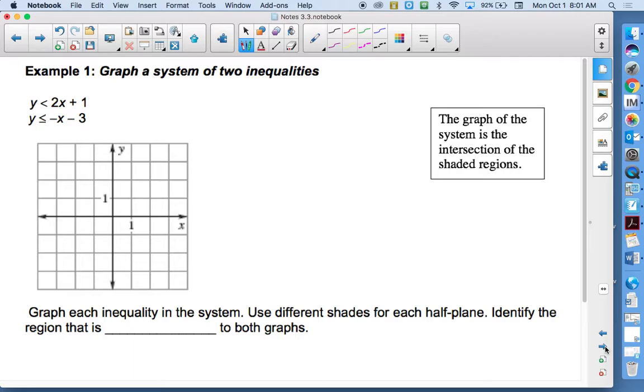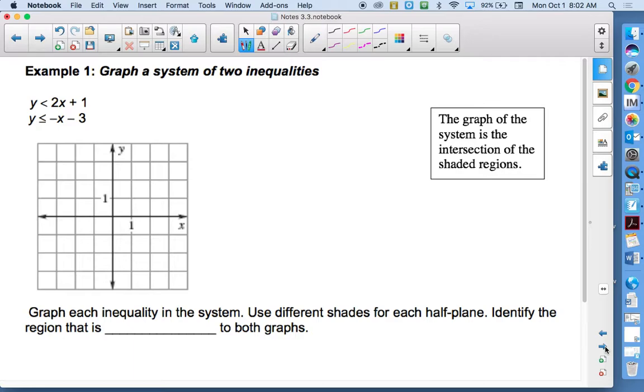So looking at the first question, we have y is less than 2x plus 1, y is less than or equal to negative x minus 3. Starting off pretty straightforward here. You don't have to solve for y. There's no getting y by itself. The equation's already in y equals form. So we want to graph both of these lines. We're going to shade each of them and determine then where they intersect. So the intersecting area would be the solution of the graph.